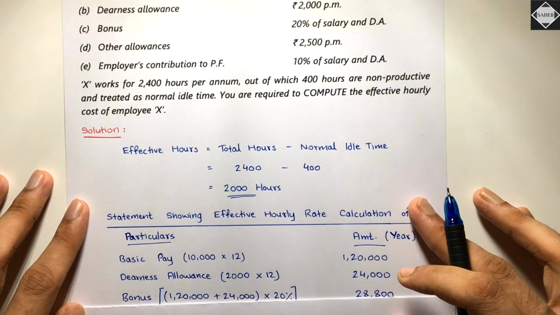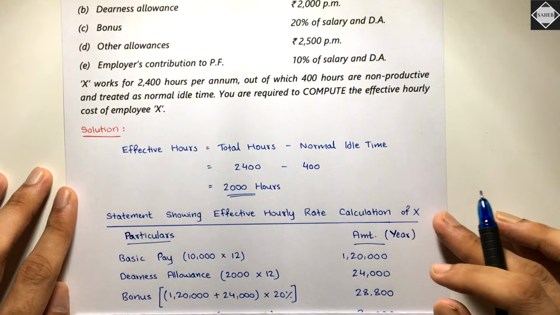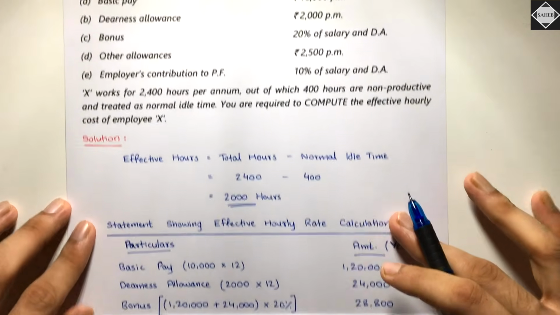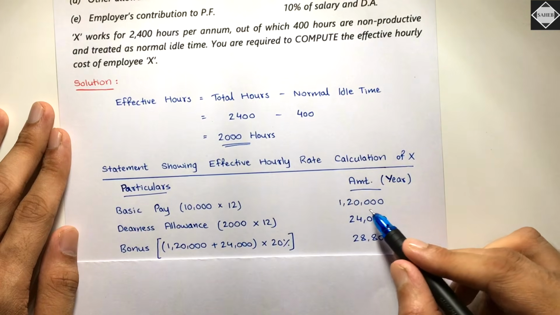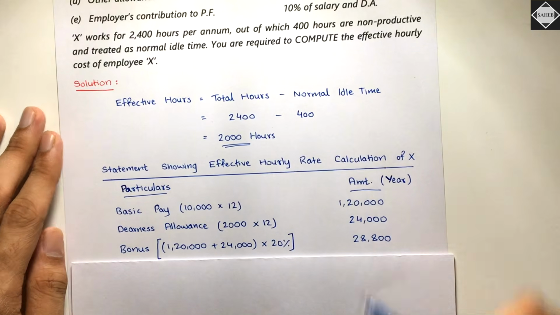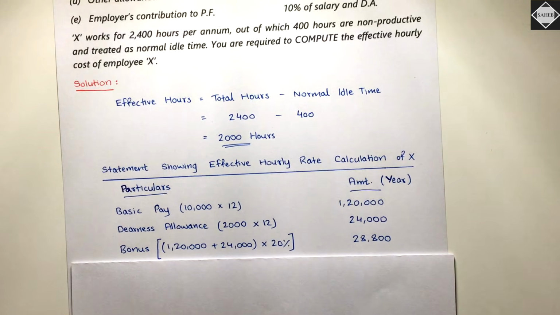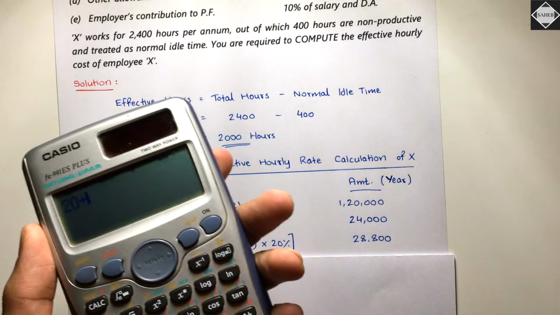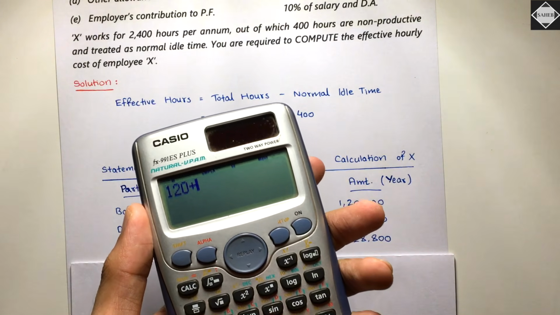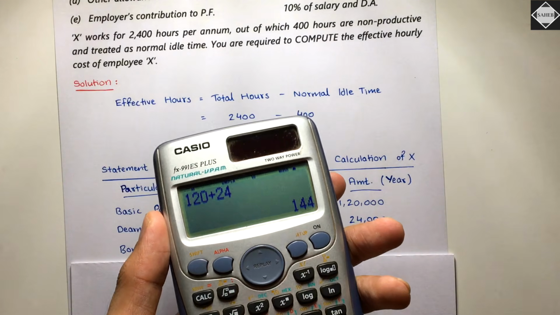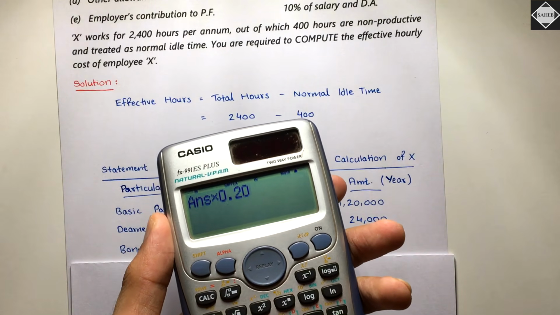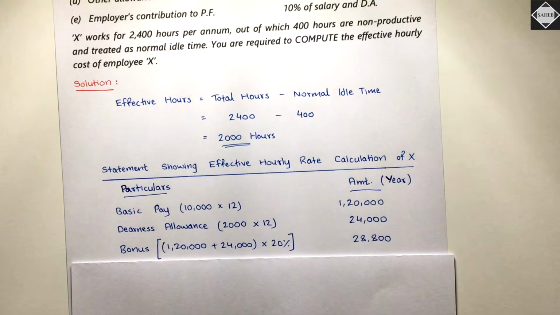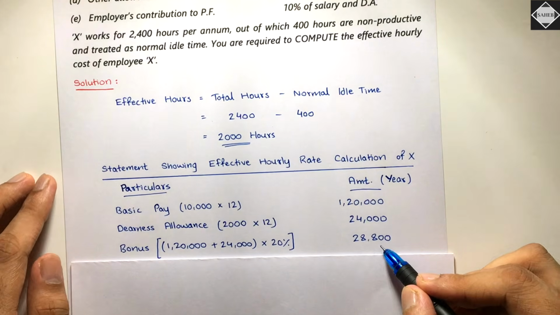Then we have bonus. How will you calculate bonus? They have told us 20% of salary and DA. So take the basic pay, 1,20,000 plus 24,000, that's equal to 1,44,000. Of this, 20% is the bonus, so that's 28,800. Is that clear?